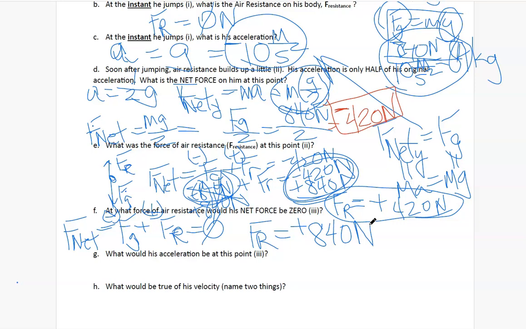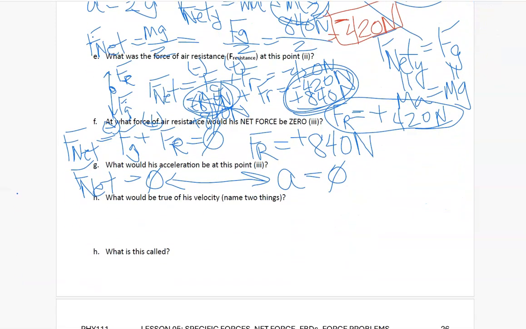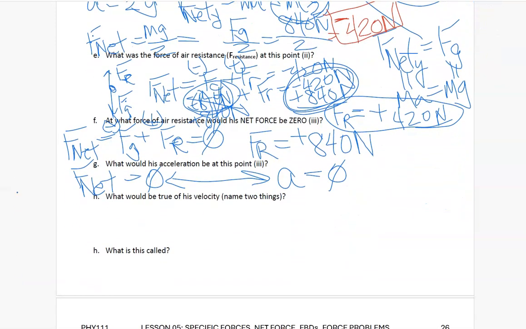All right. G, what would his acceleration be at this point? In other words, at the point where the net force is zero. Well, remember, if net force is zero, then acceleration is zero, and vice versa. If you know the acceleration is zero, then the net force is zero. If you know the net force is zero, the acceleration is zero. What would be true of his velocity? Well, several things would be true of his velocity.